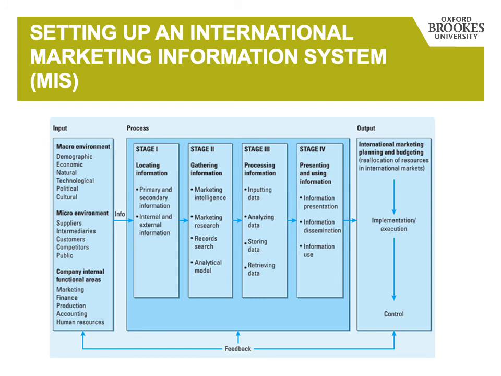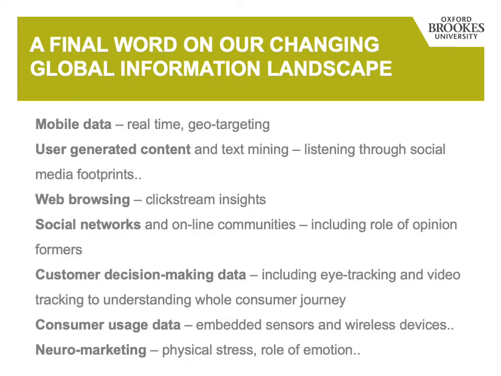Setting up an international marketing information system, MIS. The structure of the MIS would possibly flow as illustrated in the diagram. Input flows through a process and produces an output relevant to the global marketing strategy. A final word on our changing global information landscape.